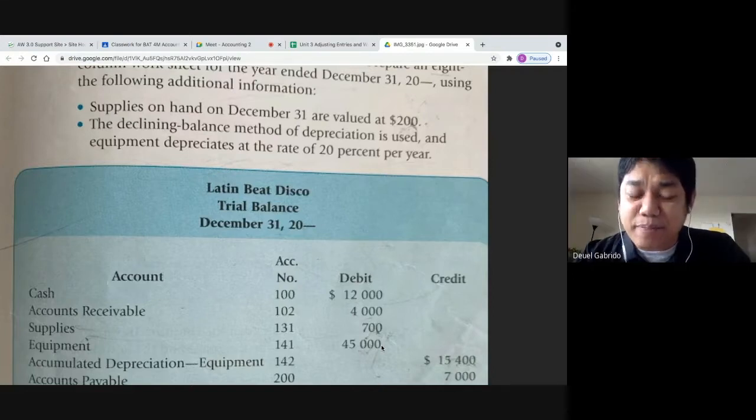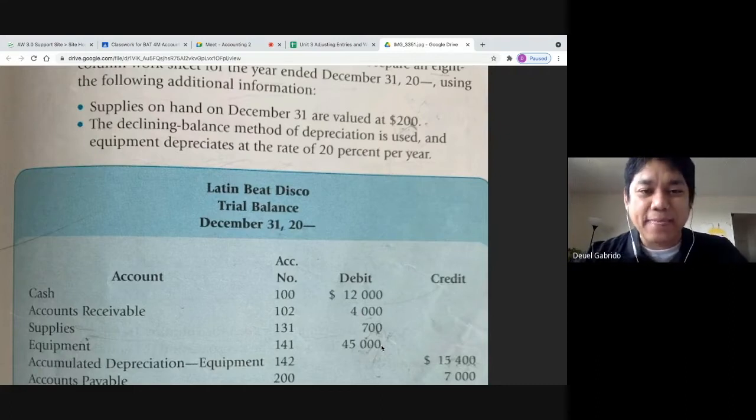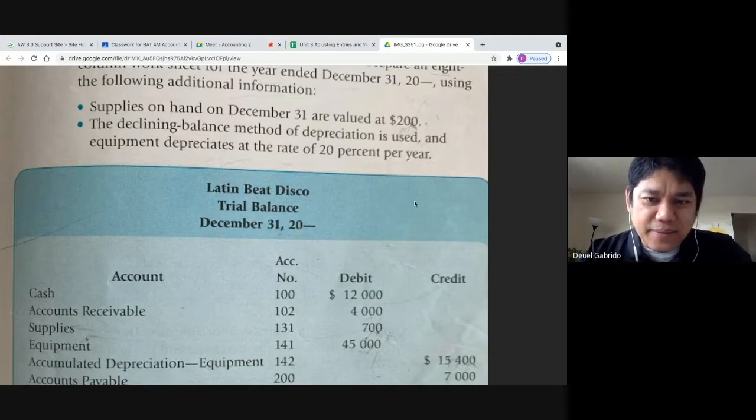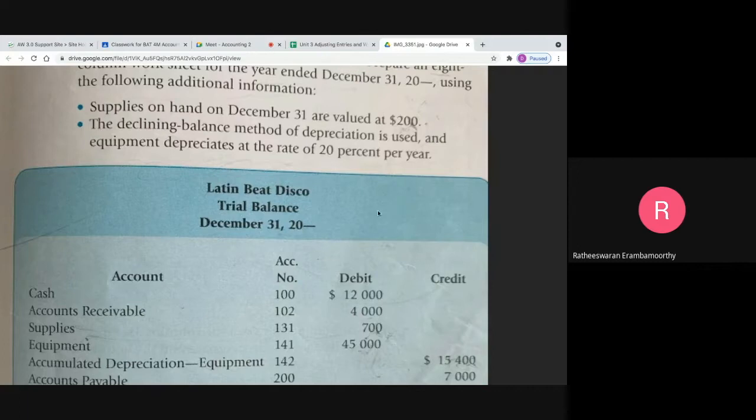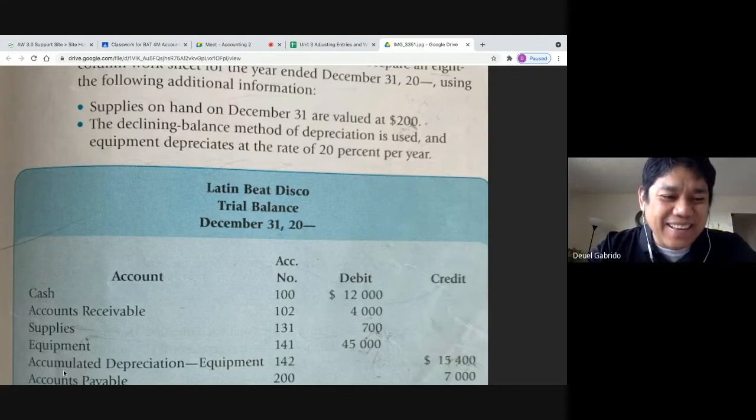Remember, we bought the equipment, right? It could be brand new, it could be old, but actually the answer here is old. It's not new anymore. Why? What do you see in the trial balance? Anyone? How did you know that the equipment is already old? Depreciation, because the accumulated depreciation. Very good. Correct.